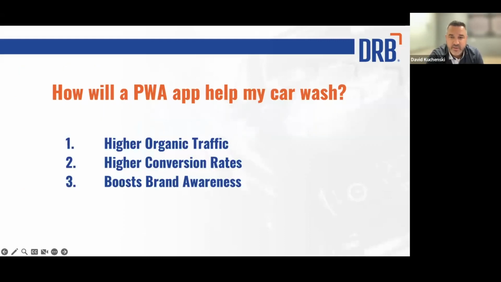So, how can a PWA help your car wash? Really three places that a progressive web app shines. It's driving organic traffic. Because it's a web application, it allows you to embed it into your website and optimize traffic using SEO. You get higher conversion rates because the journey is less friction because you're not downloading an application. You're going directly to the product and really capturing those consumers quickly.